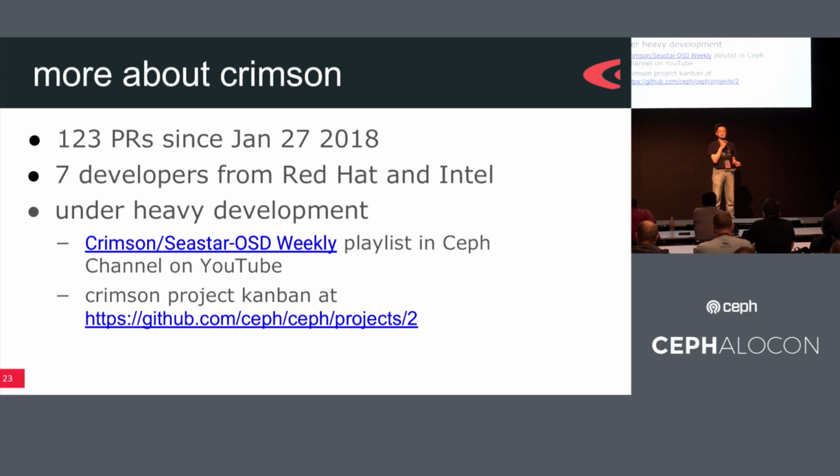Before we conclude this session, I'd like to give some more information about this project. Since last year, we have had 123 PRs submitted with the Crimson label on it, and the number is still counting. We have 7 developers from Red Hat and Intel devoting their resources and energy to this project, and it is still under heavy development.